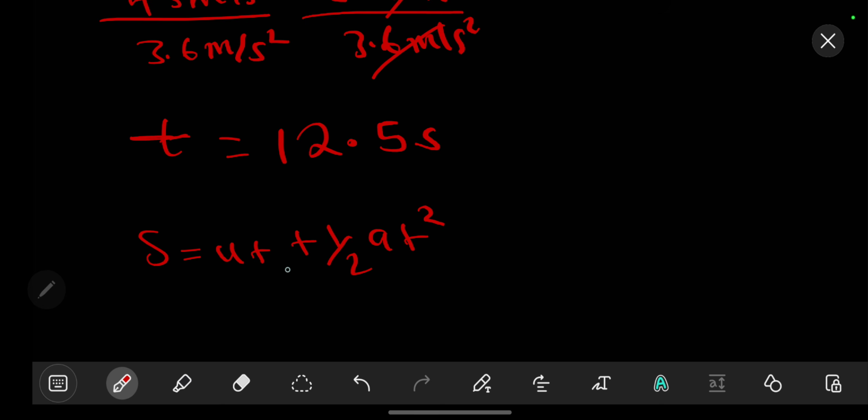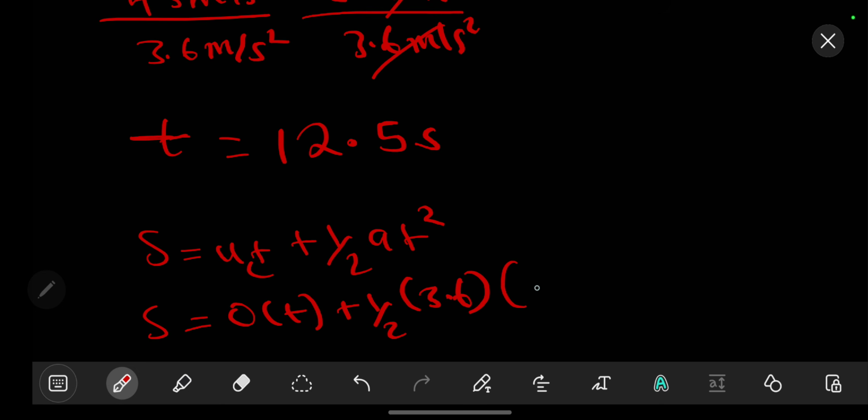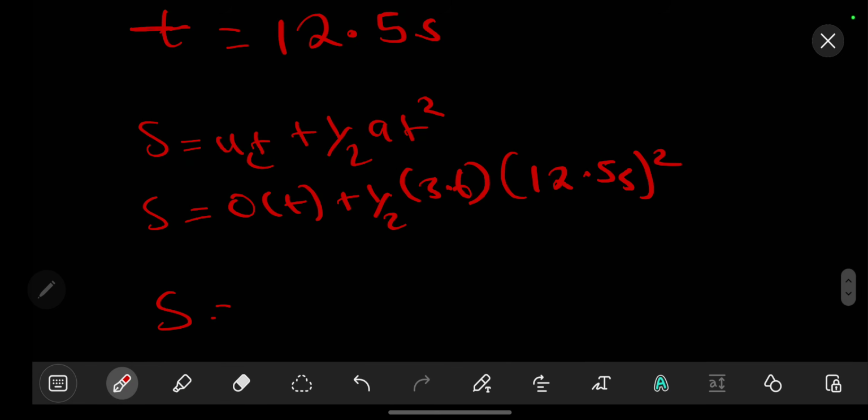Now the initial velocity is zero, since it starts at rest, so we have s equal to 0 times our time, plus half times our acceleration, which is 3.6, times the time taken, 12.5 seconds, squared. So we are going to have s equal to half times 3.6.